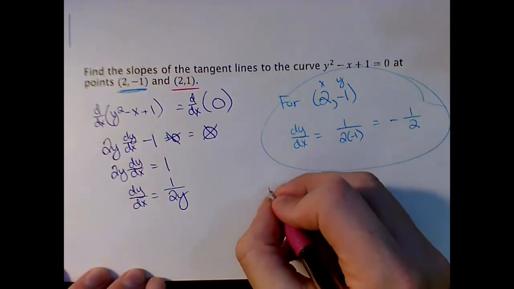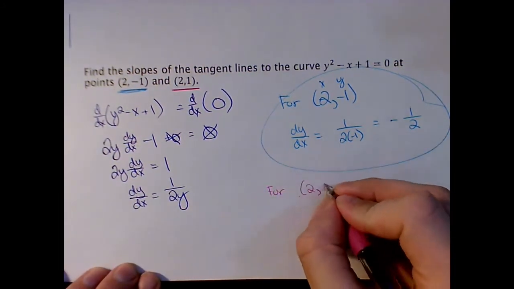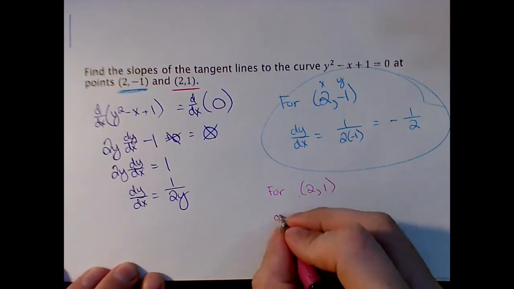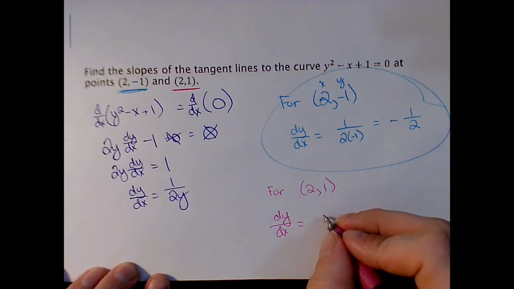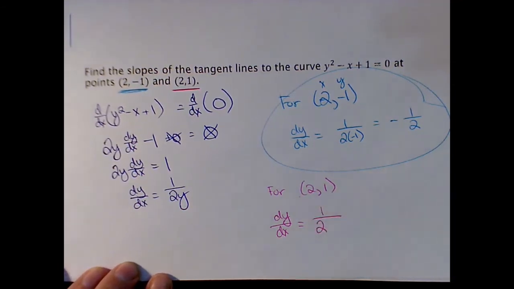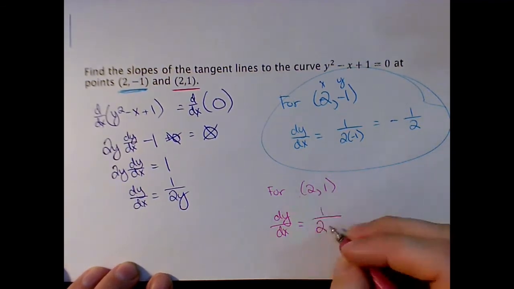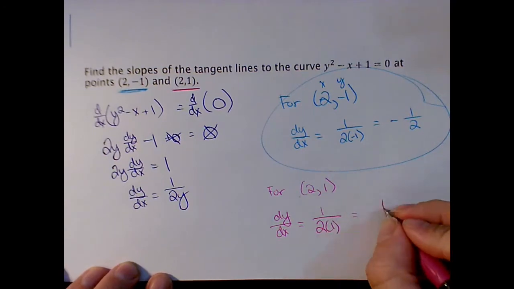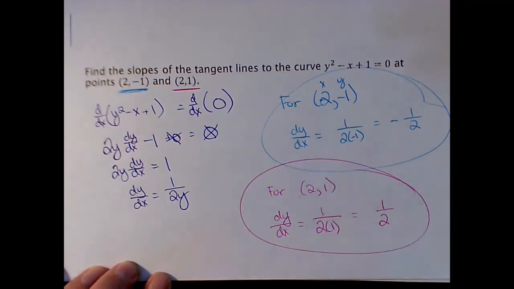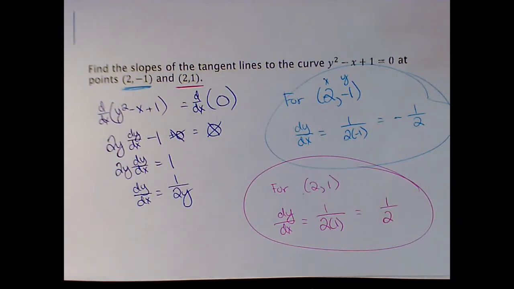Ooh, for (2, 1), the slope of the tangent line at any point is 1 over 2y. Well, I'm going to plug in the point (2, 1), which I have no 2 to plug into because I have no x. 1 over 2 is 1 over 2. And that's the slope of the tangent line at that guy. Okay? Remember, slope of the tangent line is a derivative, or derivative is the slope of the tangent line.